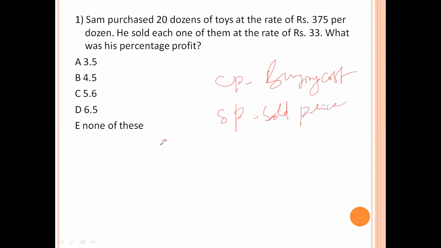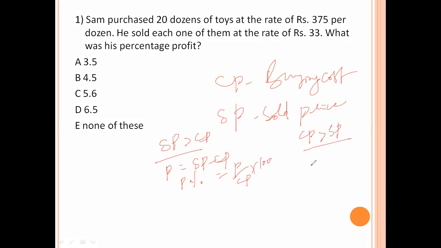If selling price is more than cost price, then that person gets profit. Profit formula is selling price minus cost price. Profit percentage formula is profit by cost price into 100. If cost price is greater than selling price, in that situation that person gets a loss. Loss equals cost price minus selling price. Loss percentage equals loss by cost price into 100.